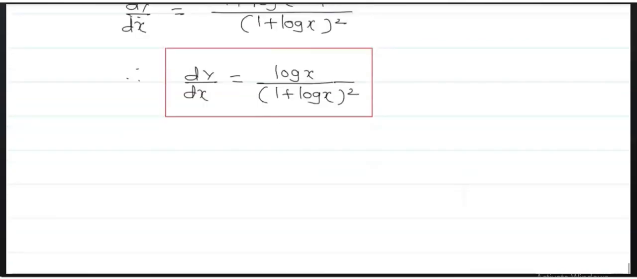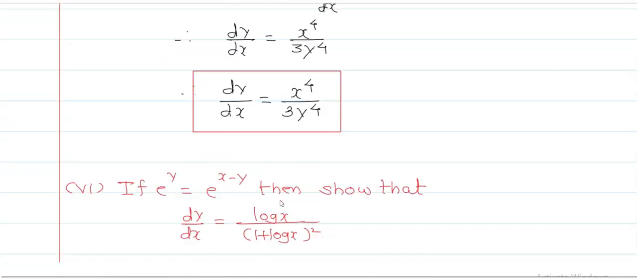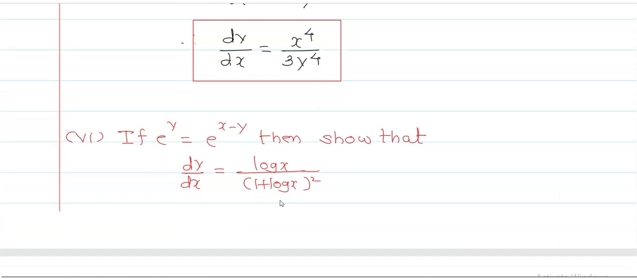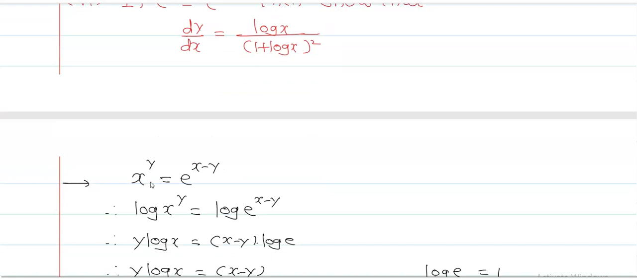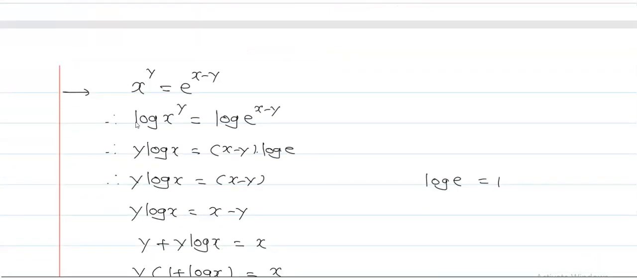See this again here. This is not e raised to y. It is x raised to y. But I had taken here x raised to y is equals to e raised to x minus y. Take log on both sides. That is the log of x raised to y is equals to log of e raised to x minus y.